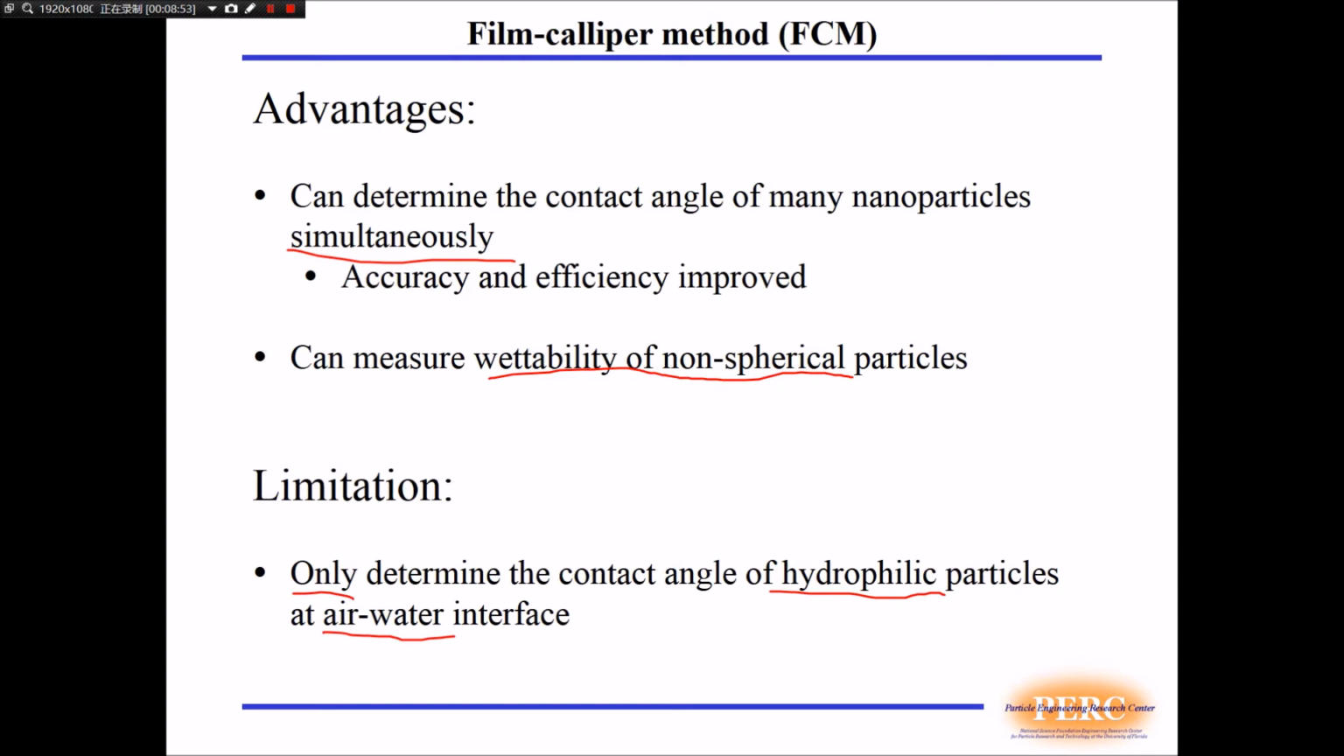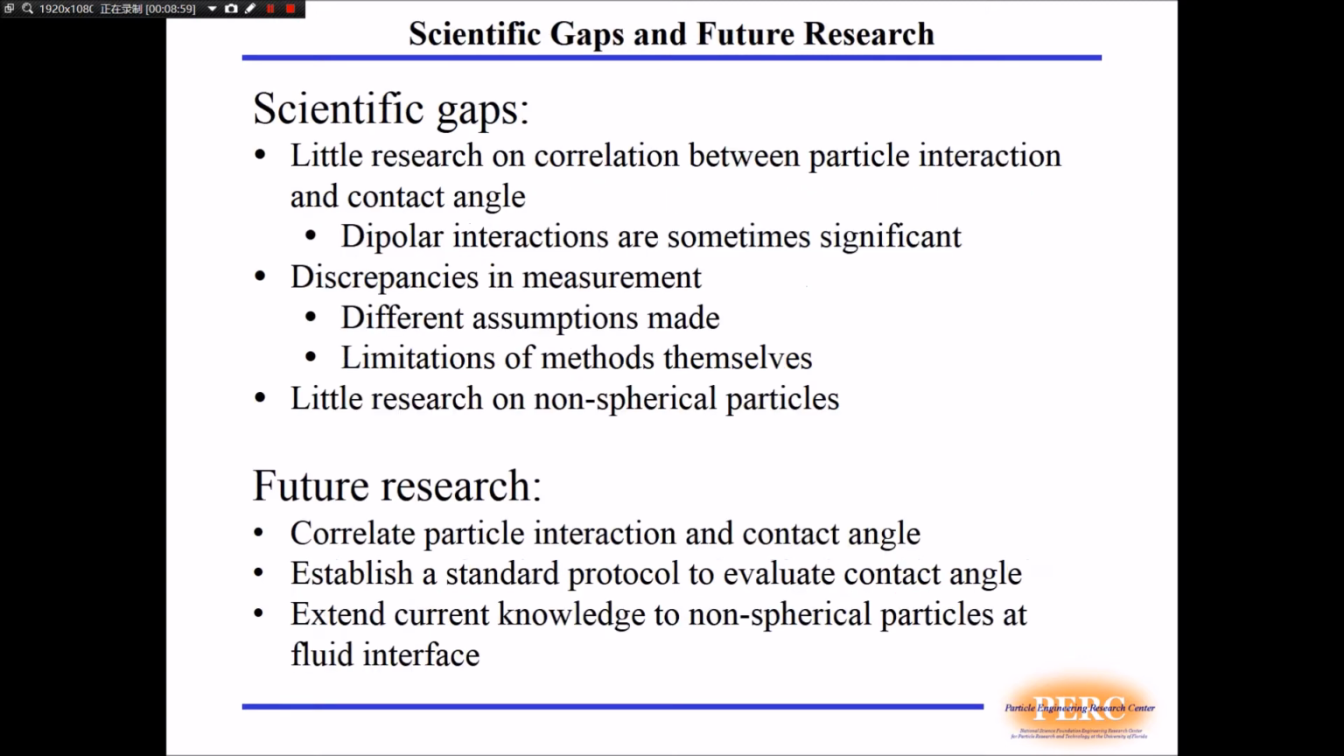Although we introduced 5 techniques to measure contact angle of nanoparticles, there are still some scientific gaps in this area of research. There is little research on correlation between particle interaction and contact angle. However, long-range dipolar interactions can sometimes be significant. There are so many variables involved in the measurement of contact angle. Discrepancies in measurement may arise due to different assumptions made in these techniques or limitations of the methodologies themselves.